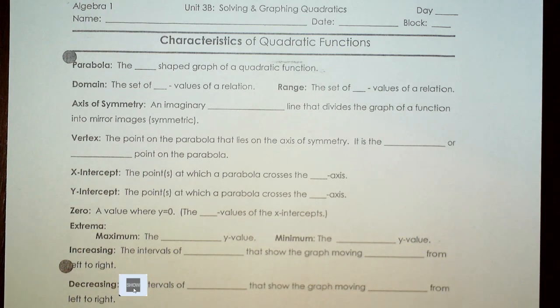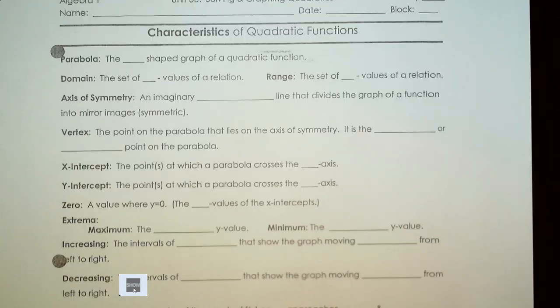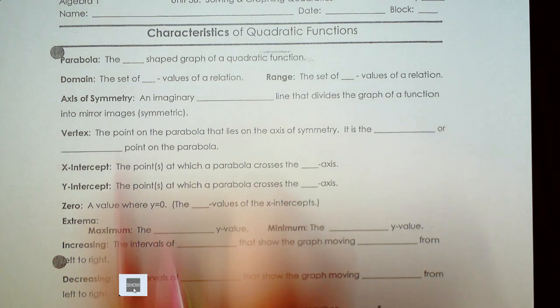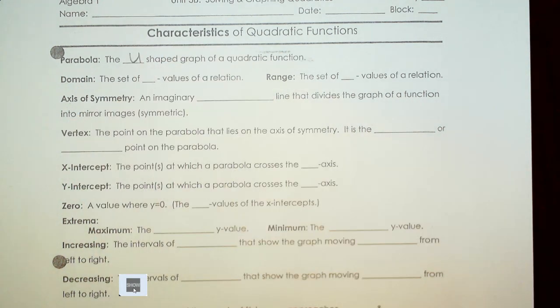Right, so yesterday we started looking at the introduction to quadratics. Today we're going to talk about characteristics. All right, so let's start with some notes. Parabola is the U-shaped graph of a quadratic function.